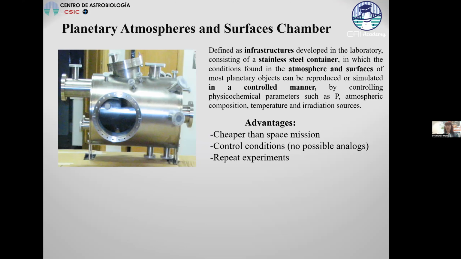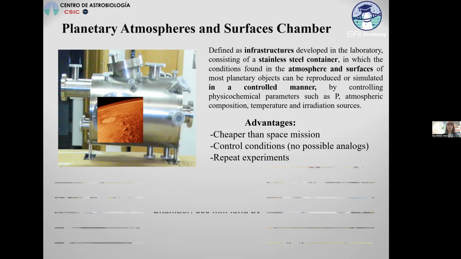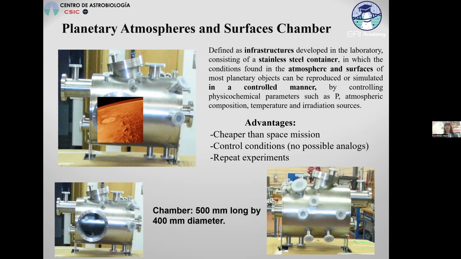So this is the idea, to put inside of the chamber, of the stainless steel container, the conditions of the planet or of the moon that we desire to simulate. And in our case, I'm going to present the planetary atmosphere and surfaces chamber.